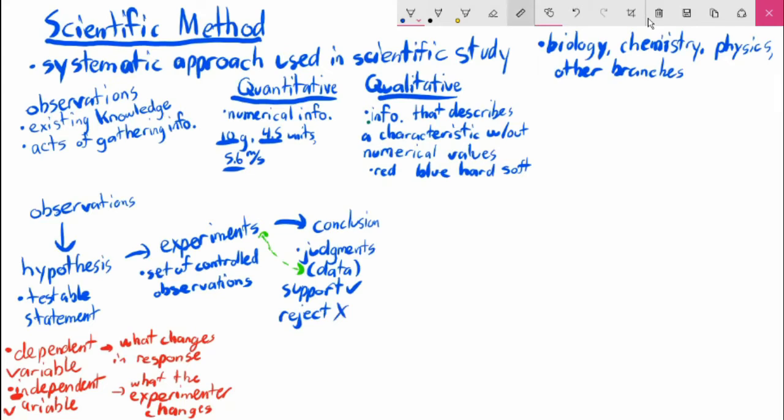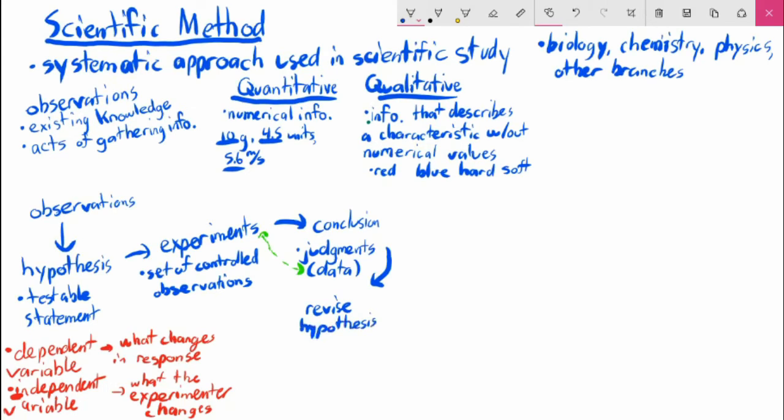And so, from the conclusion, if it does not support the hypothesis, we're going to reach the next stage, which is to revise the hypothesis.